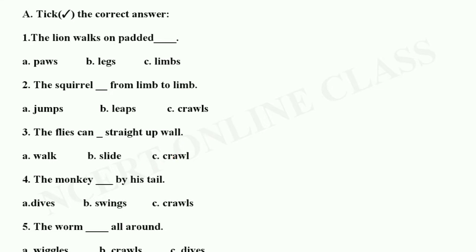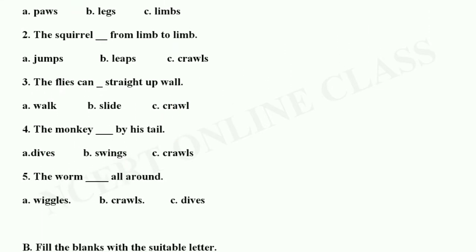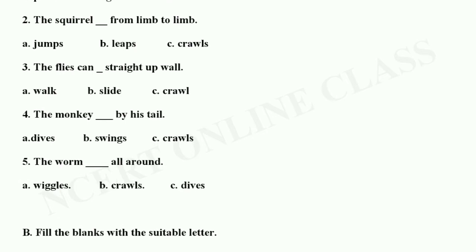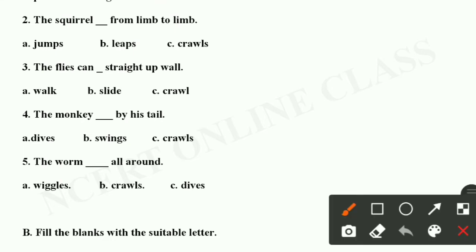Okay. Next question. The monkey dash by his tail. Monkey drives, swings or crawls. You know that the monkey swings by his tail. Okay. So you need to take option B. The monkey swings by his tail.